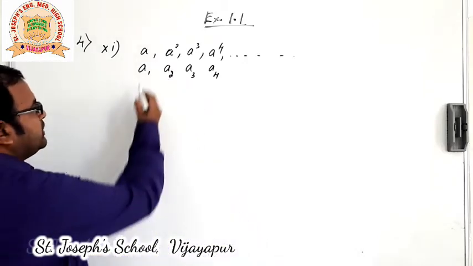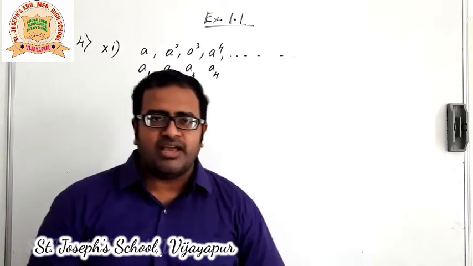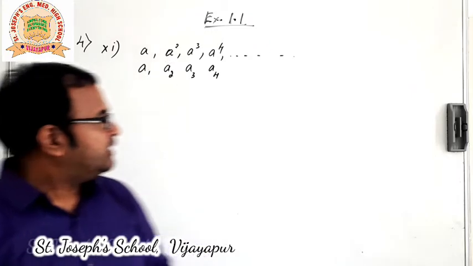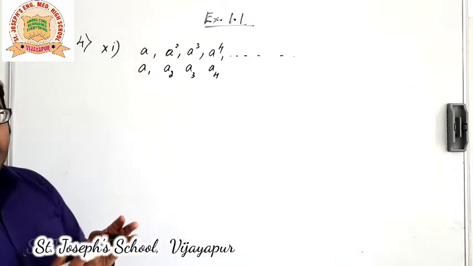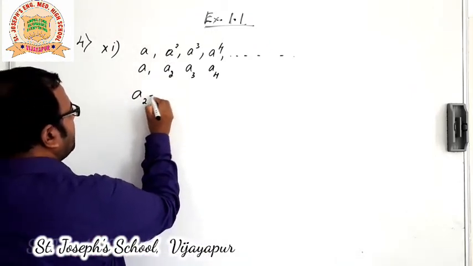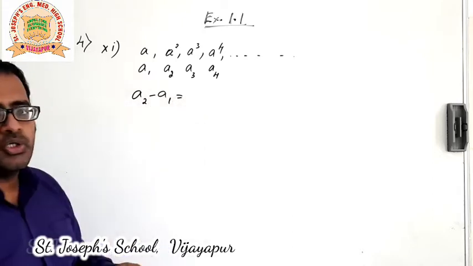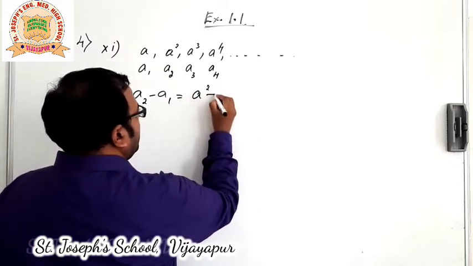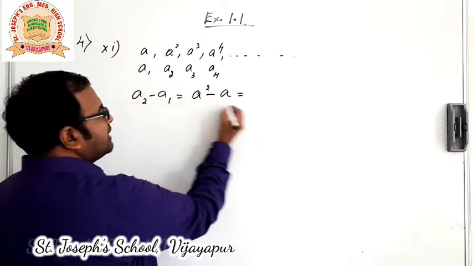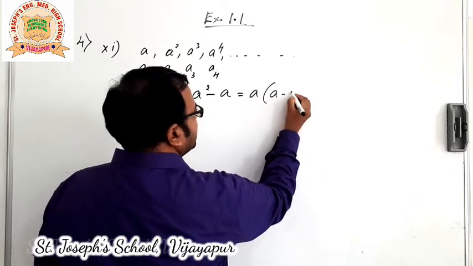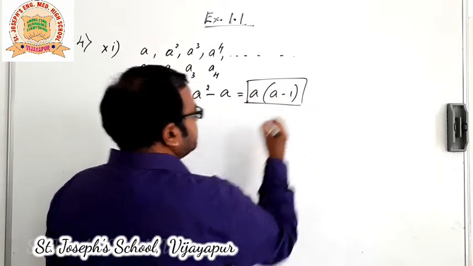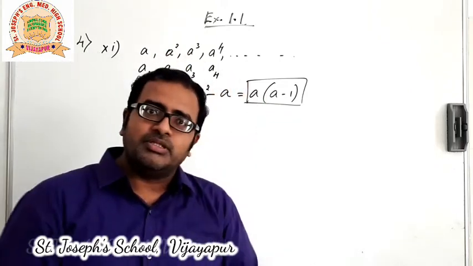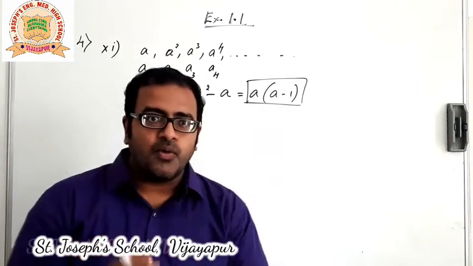Let us see now. So we have a, a square, a cube and a raised to 4. We will call them a1, a2, a3 and a4. Now, first we try to find out the common difference. a2 minus a1, which is a square minus a, which is equal to, taking a common outside, a into (a minus 1). We cannot simplify further, we won't be getting a constant number because the terms are all variables. So, the difference also stays as a variable.